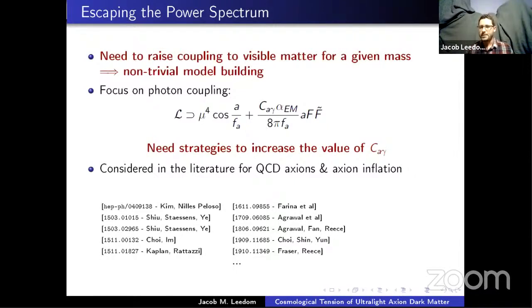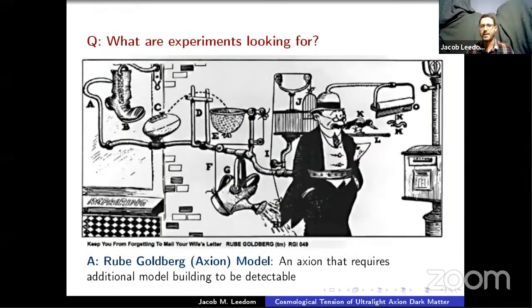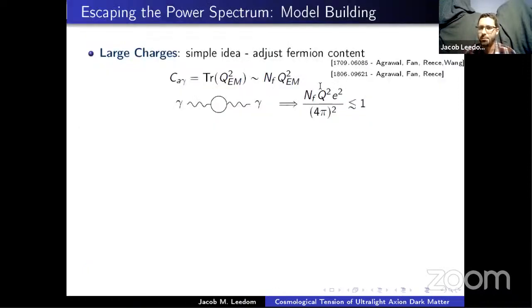Luckily, this has been discussed in the literature a lot with applications to QCD axions and axion inflation models. So what we'll do is just take those strategies and apply them here and see how far we can get. So to answer this question, these experiments are kind of looking for a Rube Goldberg axion model where you need to do some additional model building in order to be detectable. So you need to add some bells and whistles to these things for it to work out.